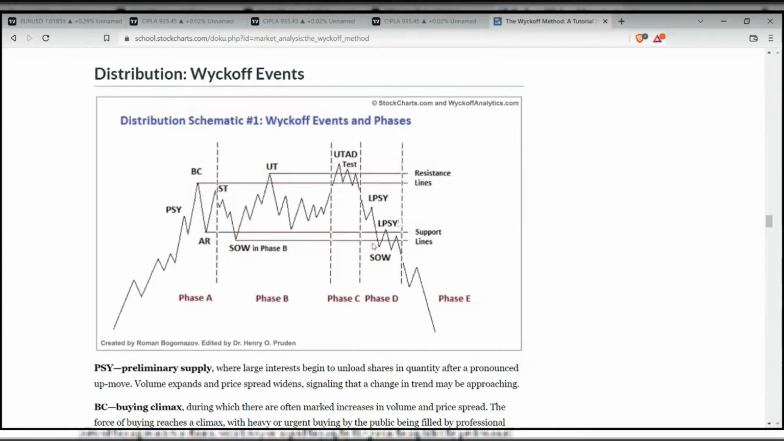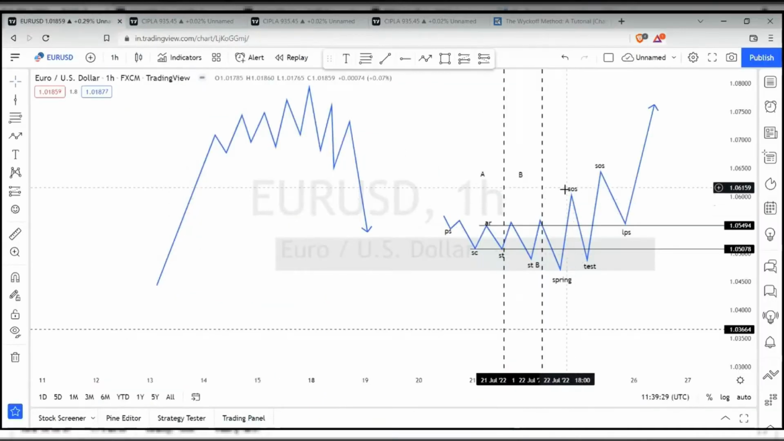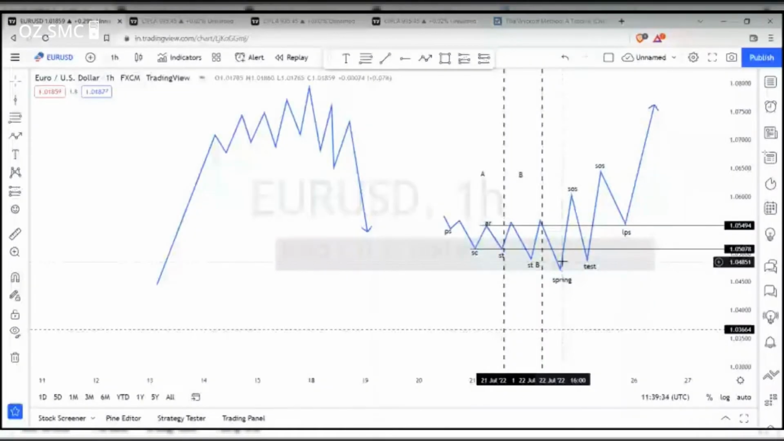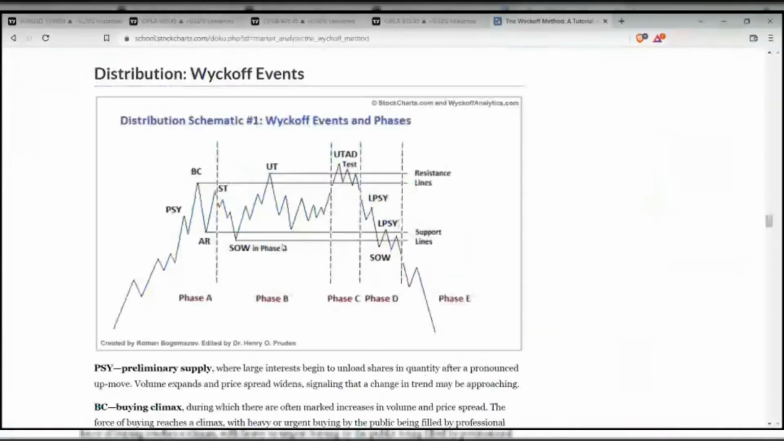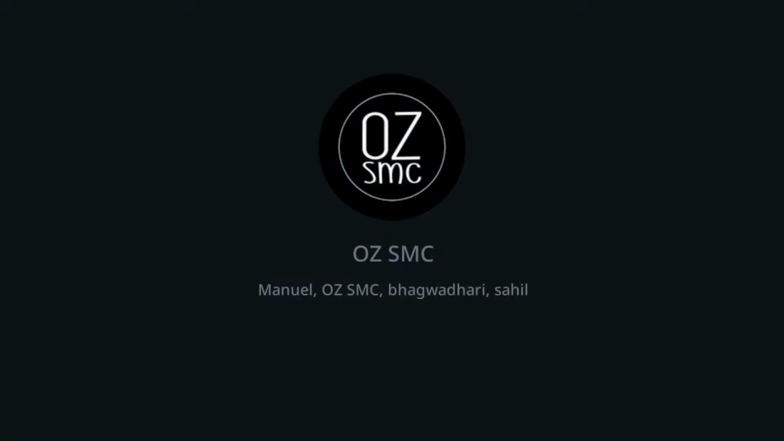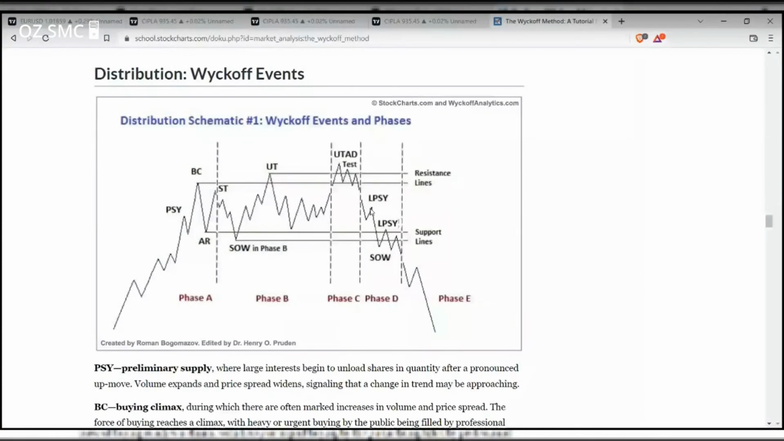When do sign of strength and sign of weakness happen? Look at this. Sign of strength happens after price has successfully broken out of the trading range, right? So these things are happening in phases A, B, C, D, E, okay? It's all right here. I'm not going to go into that. It's not really that important as well. All you need to do is watch what price is doing, the manipulation. That's what you have to understand in this.